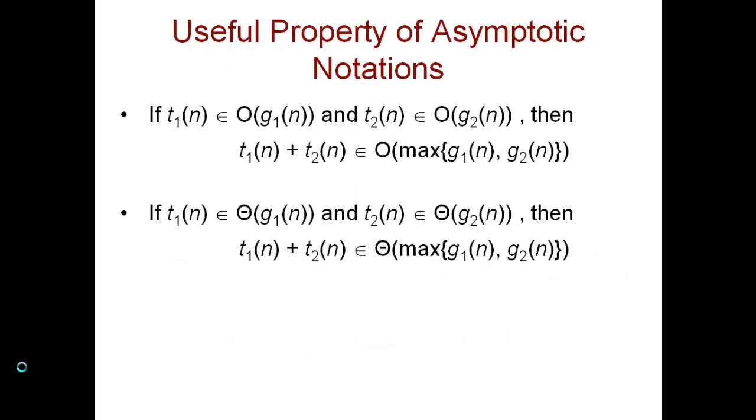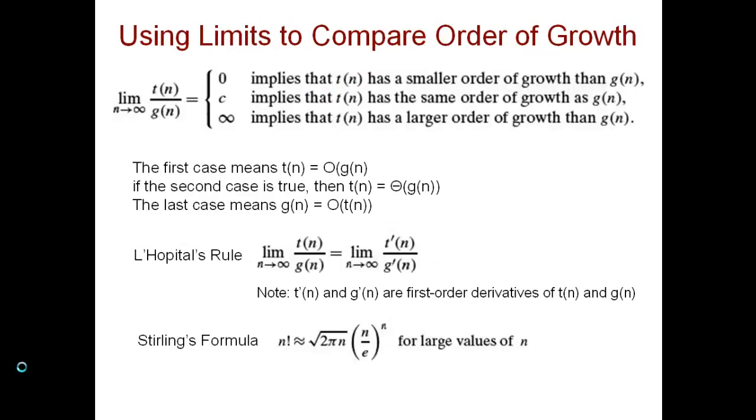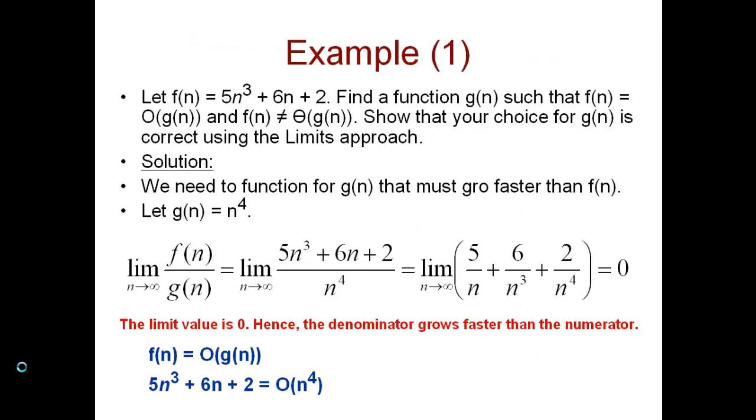Given a polynomial. Okay, so let us use examples to understand the theory. Given a function f of n, what we want to do is find a function g of n such that f of n is big O of g of n, or f of n is theta of g of n. This could be the nature of the problem. I'll give you one function, the f of n function, and you want to find a g of n function such that f of n is big O of g of n, or f of n is theta of g of n.